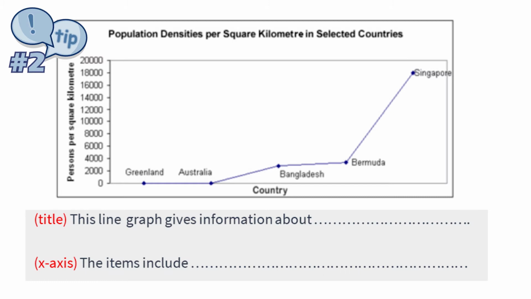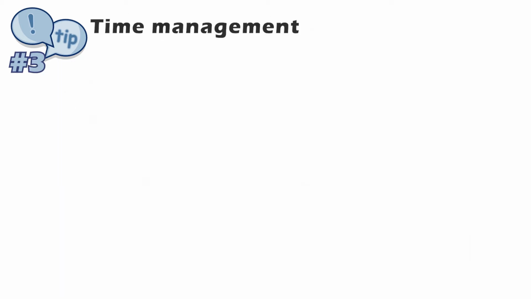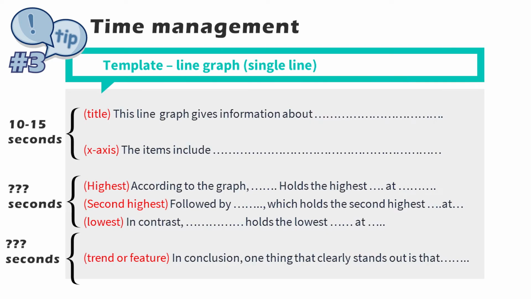Tip number two, we have more than 4 items in the x-axis. You don't need to say all of them, just pick any 3 of them. Pick the words that you're most comfortable with. Pick the words that you can pronounce accurately with no hesitation. Tip number 3 is all about time management. I will be talking about this after we finish the body and the conclusion part.